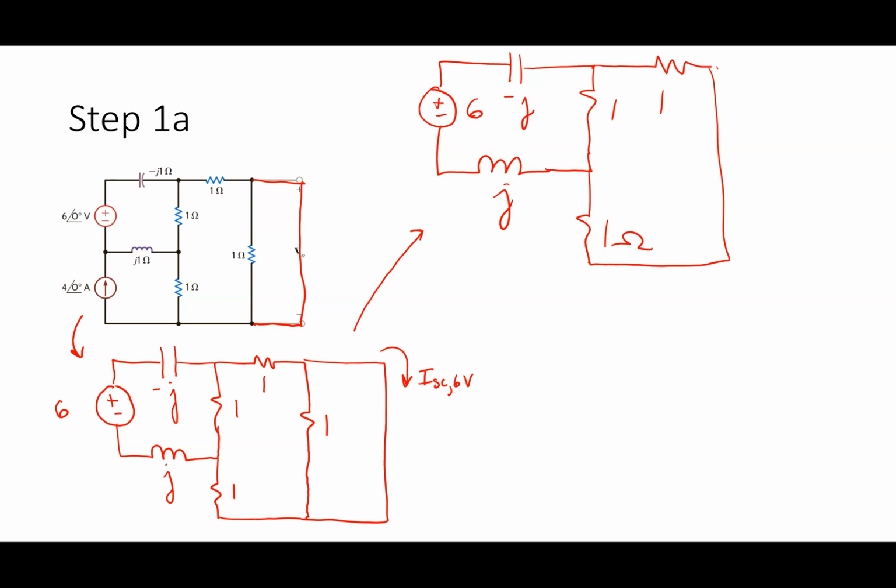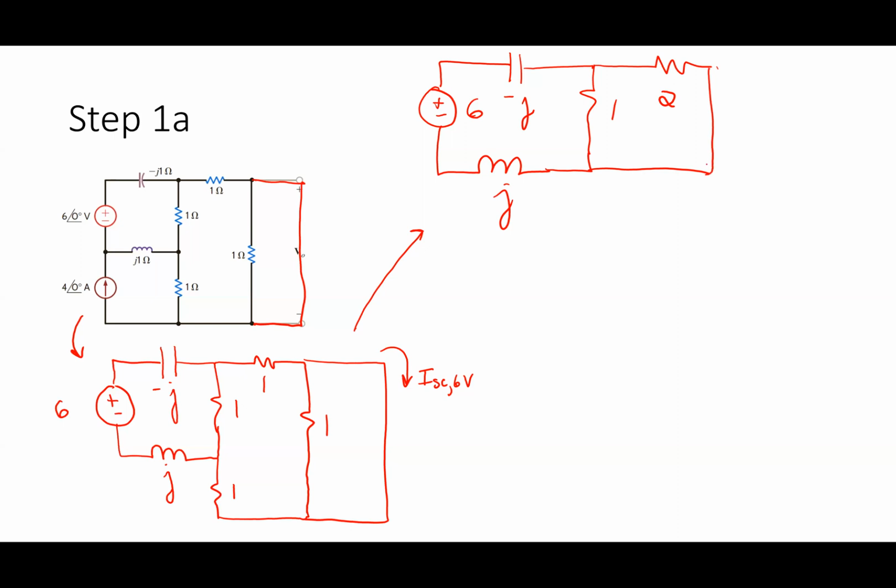What's the next simplification that I see here? 1 plus 1 is 2, right? So I got 1 and 1 in series with each other. The 1 ohm and the 1 ohm are in series with each other. Why? Because they've got the same current through them. All right, so I don't want to spend forever redrawing this thing, so I'm going to make this 2, like that.